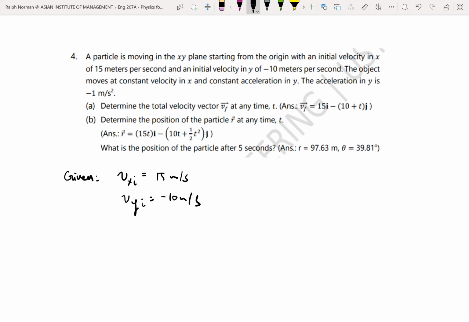We're here to determine any time t, so we assume we are given an ay of negative 1 meters per second squared. For ax, I think we're not given anything, so 0. So meaning we are at a constant v, unless otherwise specified. But it's already stated here. That's our clue. It has 0 acceleration because it has constant velocity in x.